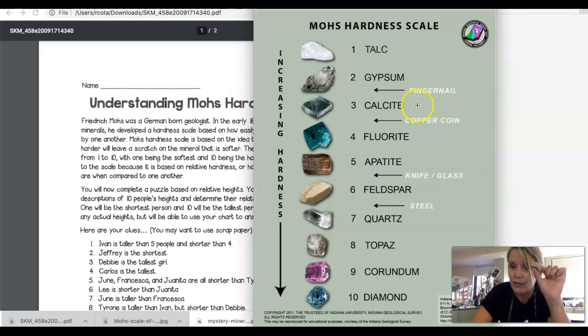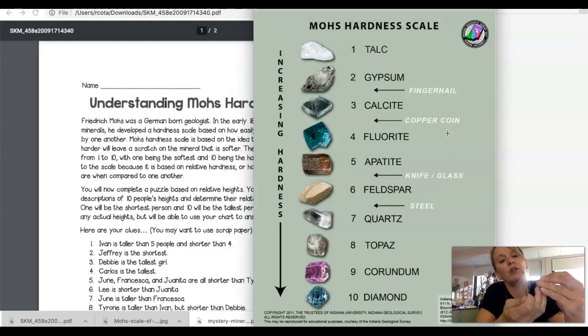Then I go to the next step, a copper coin. I've got a penny right here. I'm going to see if I can scratch this mineral with this penny. So I'm just going to drag it right across the mineral. I don't know if you can see this. It does not appear that this penny is scratching this mineral. If I look at the penny, it's actually polishing the penny. That means this mineral is scratching the penny.